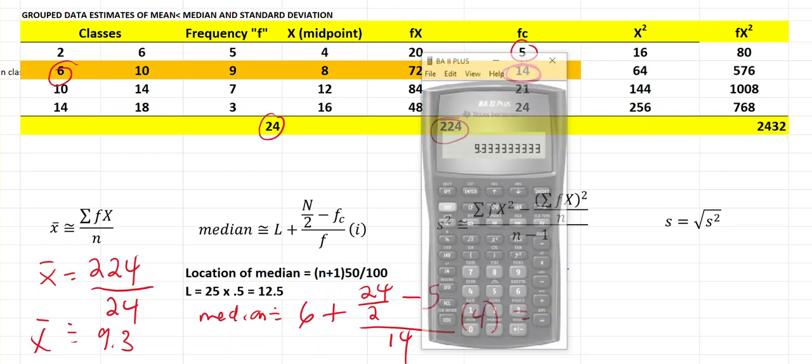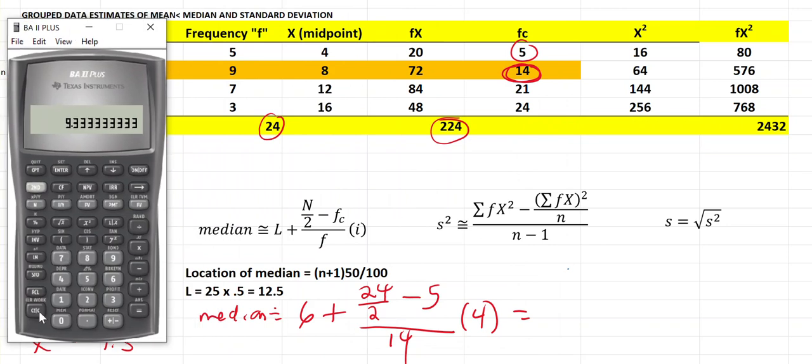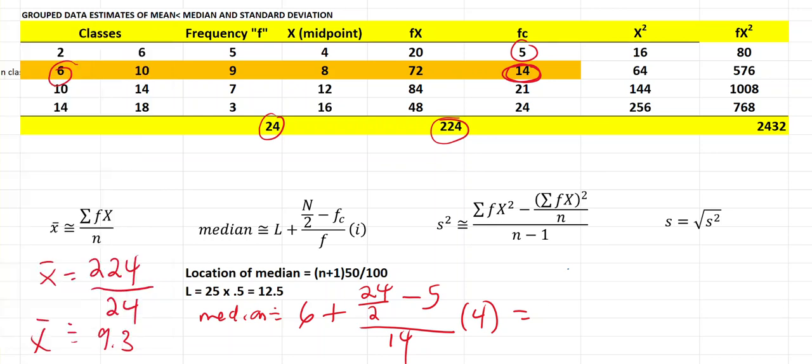So let's take our calculator again. Again, you can do this on Excel, but I'm just going to use my calculator. So 24 divided by 2 is 12. Subtract the 5. Divided by 14. Multiply by 4. And add 6. The median is 8.